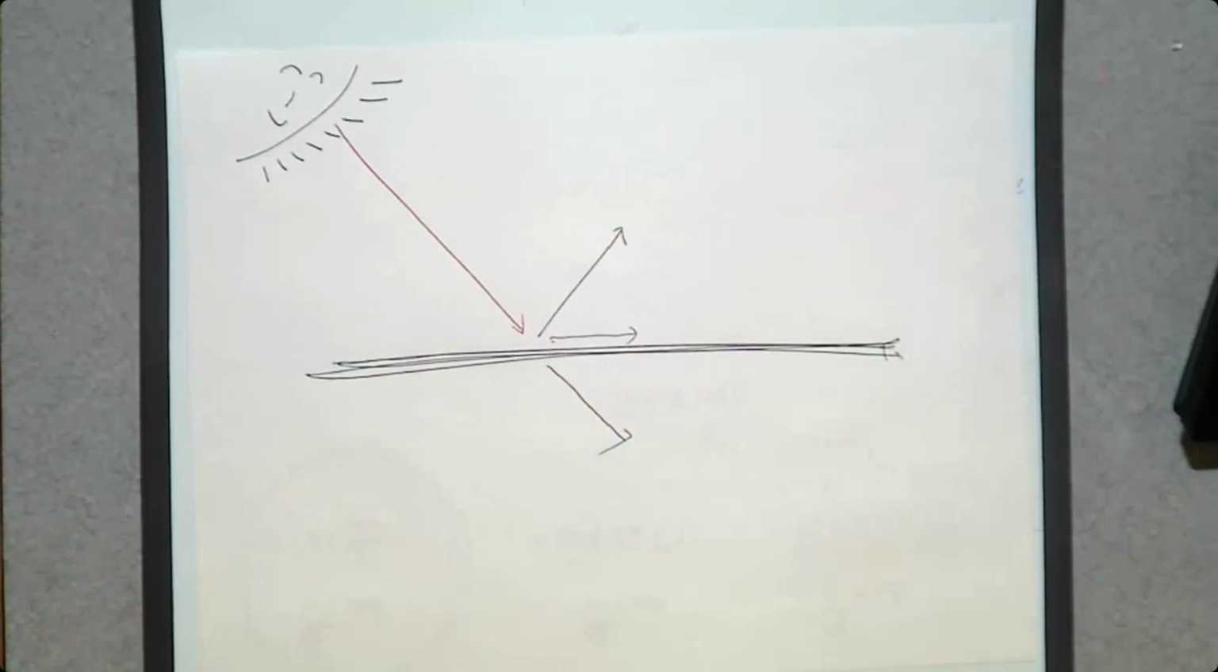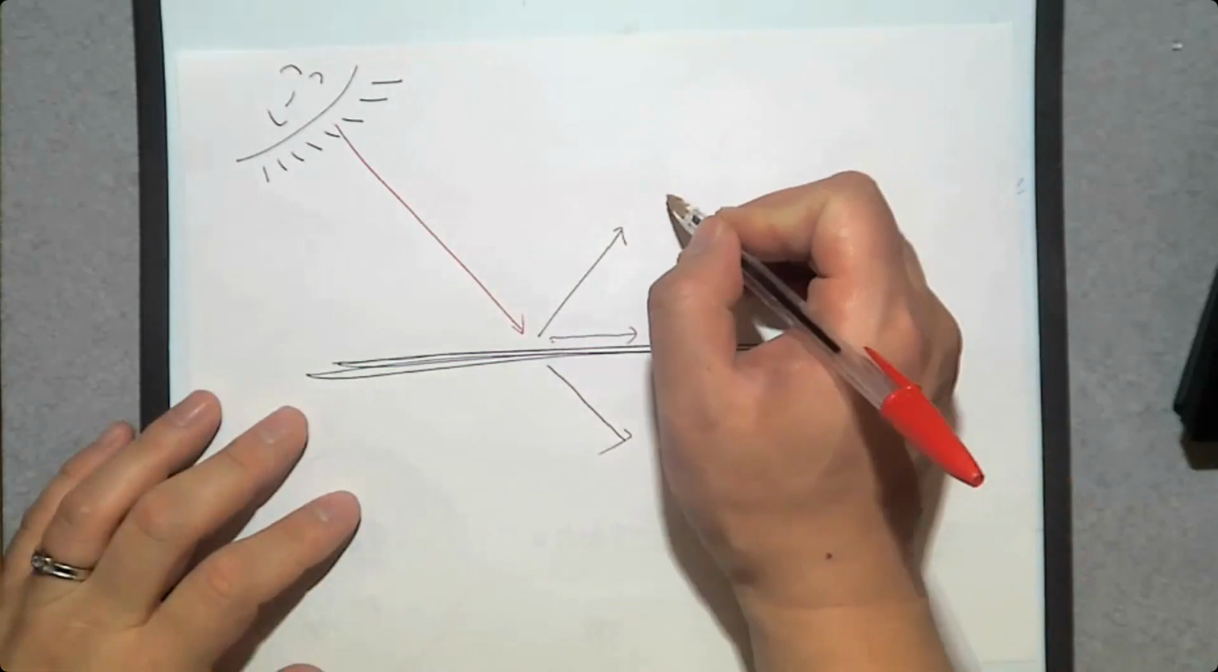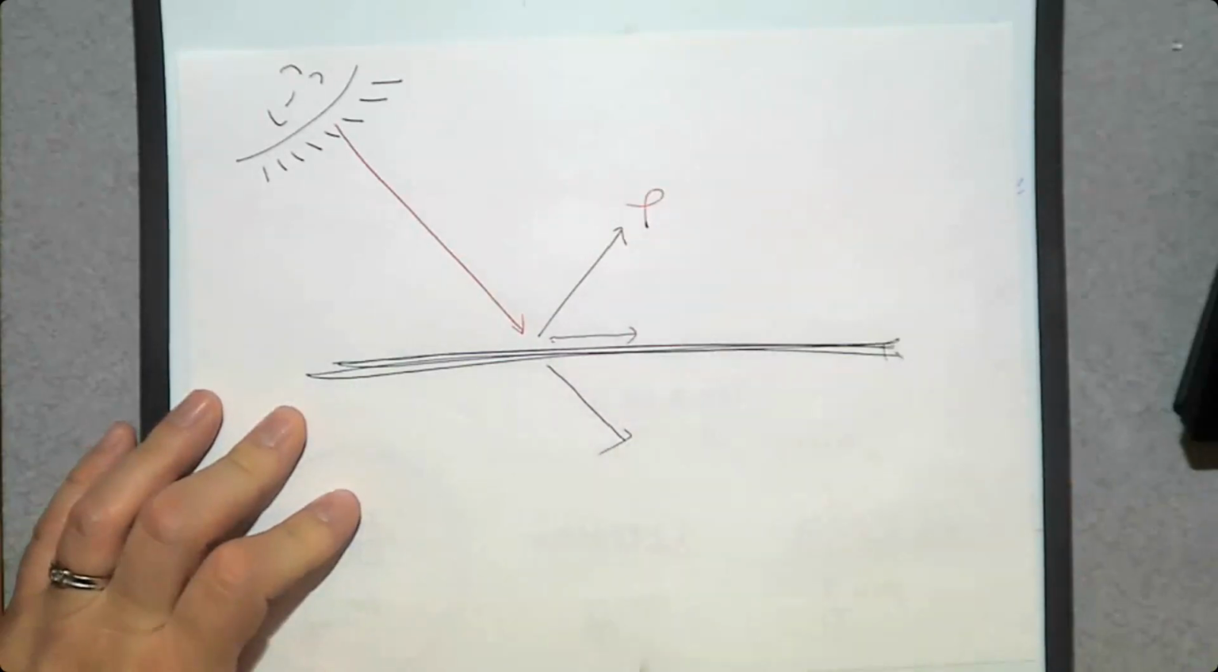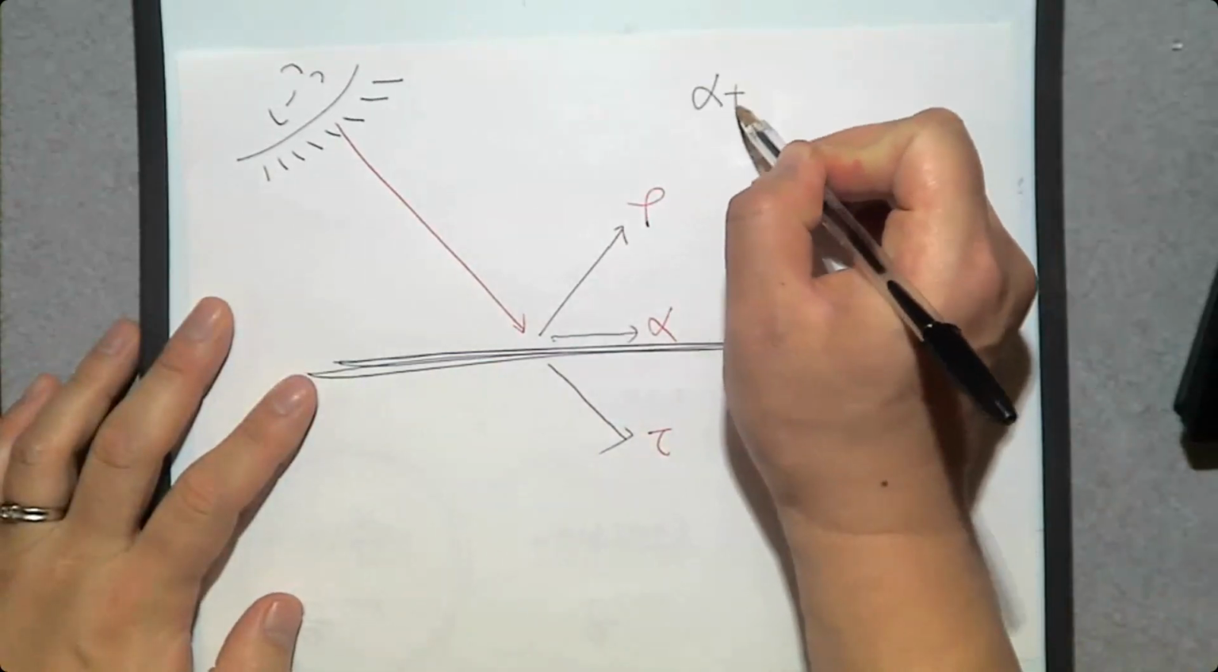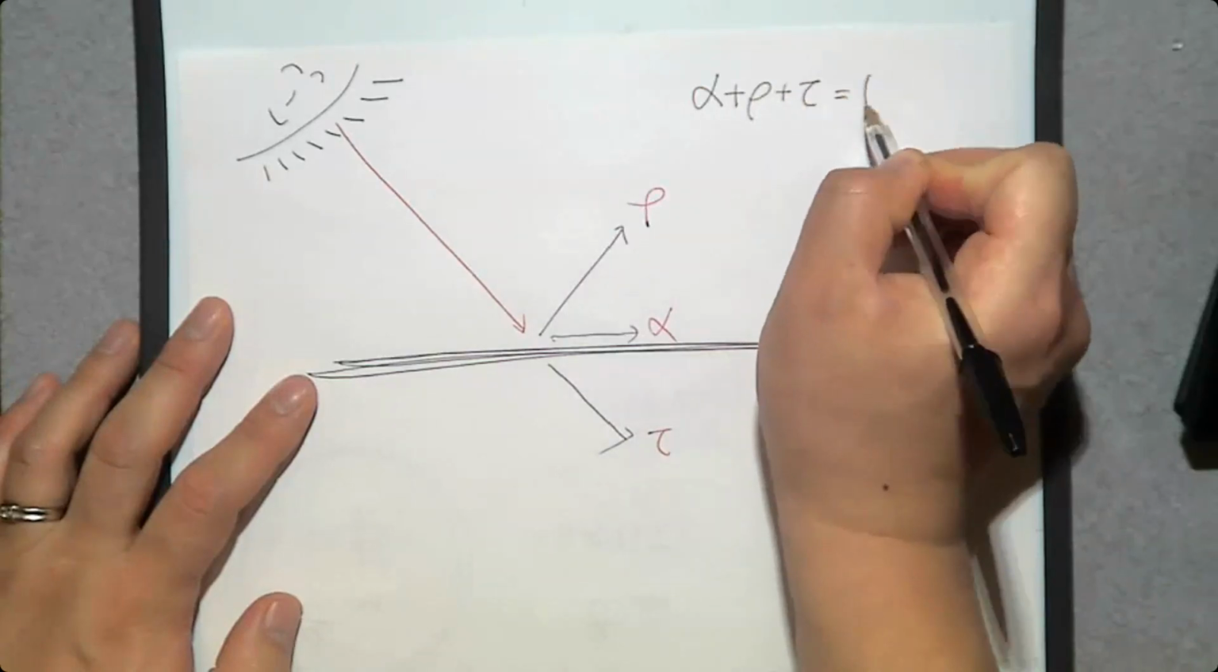When it is reflected, there is no heat transfer to the surface, so the temperature of the surface does not change. When it is absorbed, there is heat transfer into the surface, so there is a temperature increase. When it is transmitted, nothing happens on the surface, so it doesn't matter. The fraction reflected is called rho, the fraction absorbed is alpha, and the fraction transmitted is tau. When you calculate the sum of these three, alpha plus rho plus tau should be 1.